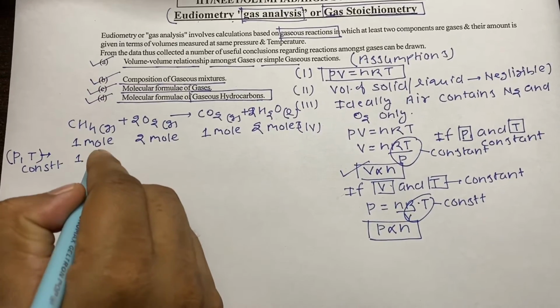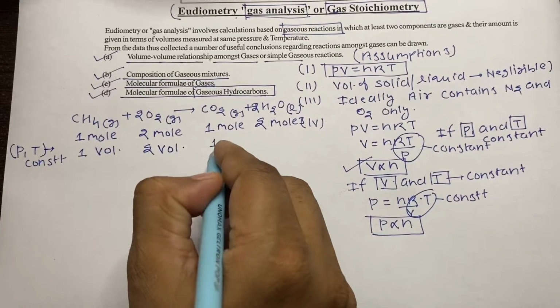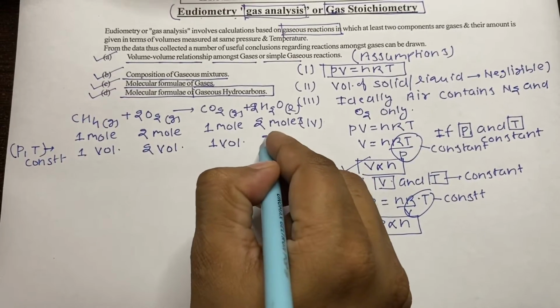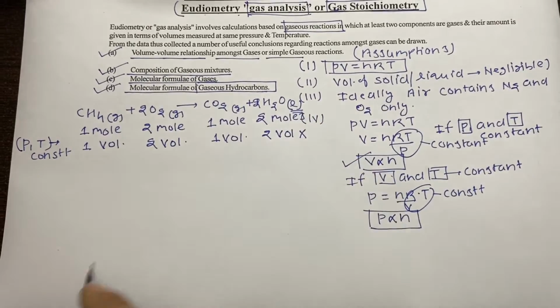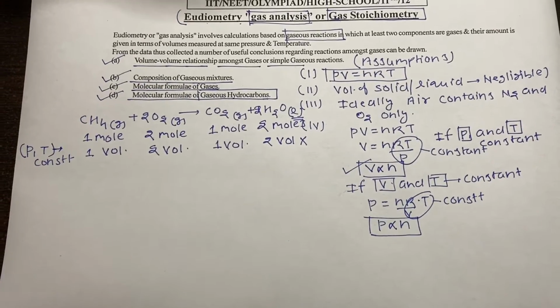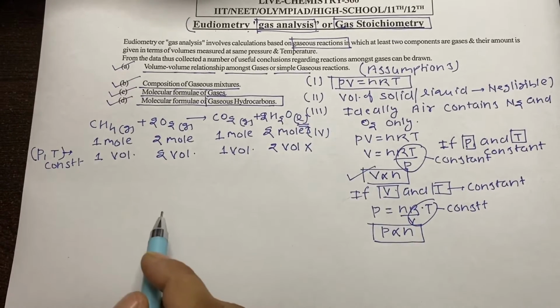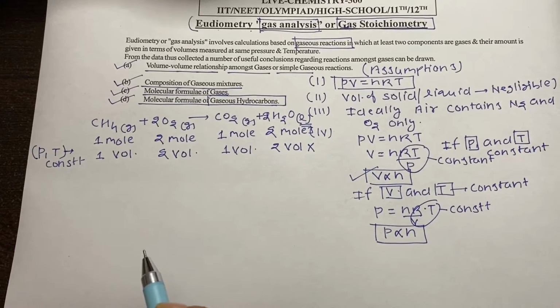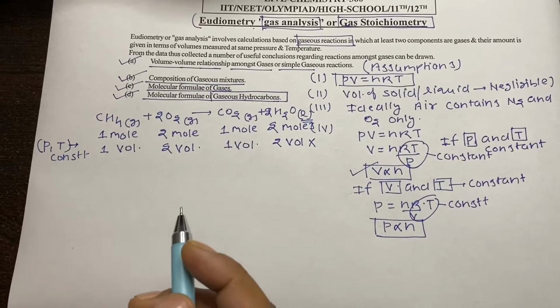So we can say this will be 1 volume, 2 volume and 1 volume. And if we write 2 volume for water, it will be wrong because it is liquid. As I told you, in a gaseous reaction the volume of liquid and solid is to be considered negligible. So what thing is to be noted in eudiometry?